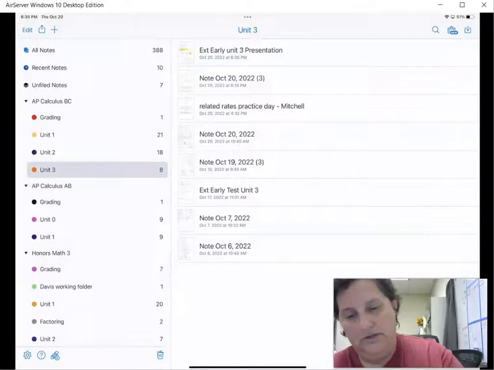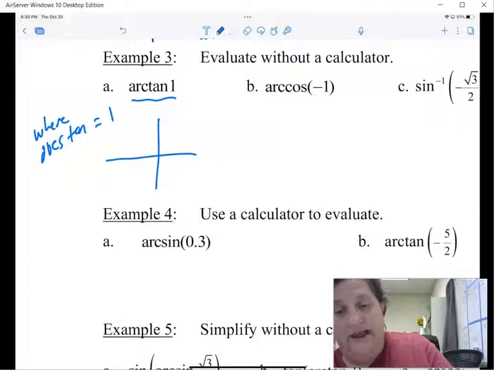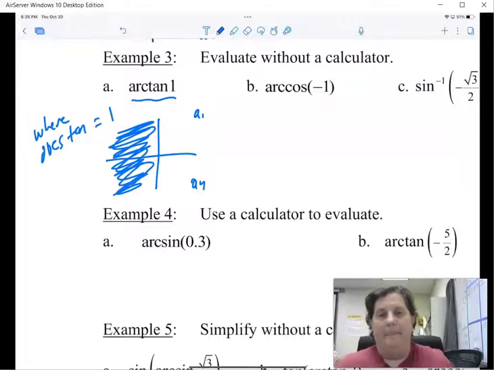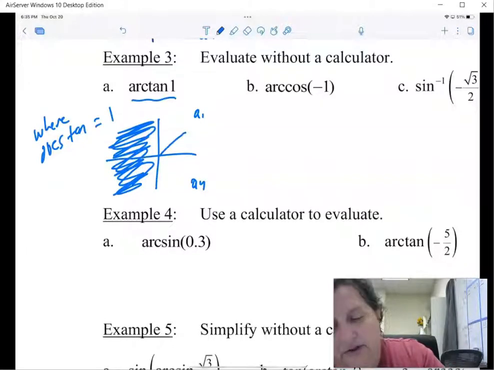Okay. So, remember that tangent is only defined in quadrant 1 and quadrant 4. Okay? So tangent can't be over there. All right. And because it's equal to positive 1, it would be up here. So the arctan of 1 is pi over 4.